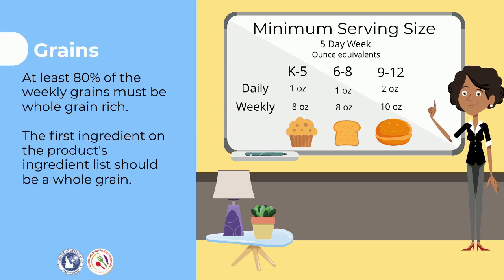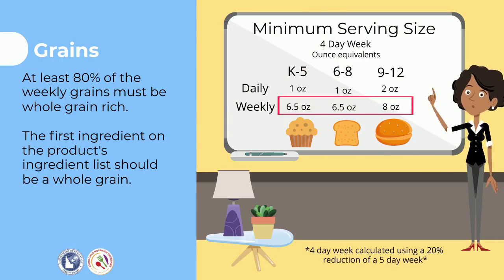The weekly minimum for grades K through 5 and 6 through 8 is 8 ounce equivalents, and that increases to 10 ounce equivalents weekly for grades 9 through 12. The weekly minimums for whole grains decrease for 4-day weeks. For grades K through 5 and 6 through 8, the weekly minimum is 6.5 ounce equivalents. For grades 9 through 12, the minimum is 8 ounce equivalents.